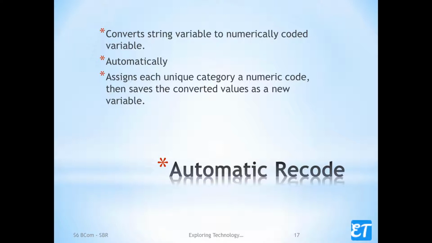Automatic recode. In this recoding, it converts a string variable to a numerically coded variable automatically. So here it assigns each unique category a numeric code, then saves the converted value as a new variable.